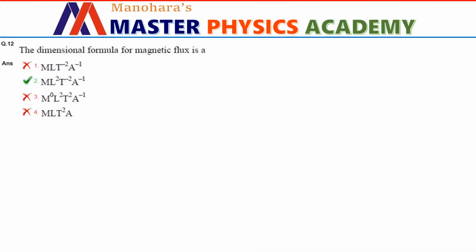Let us look at question number 12. The dimensional formula for magnetic flux is A. So first of all, we need to write some formula which involves the magnetic flux. The basic definition of magnetic flux says it is given by the dot product of magnetic field and area vector, expanding which we'll get BA cos theta. I'm going to ignore cos theta because it is dimensionless.